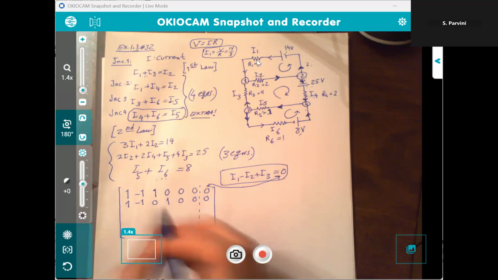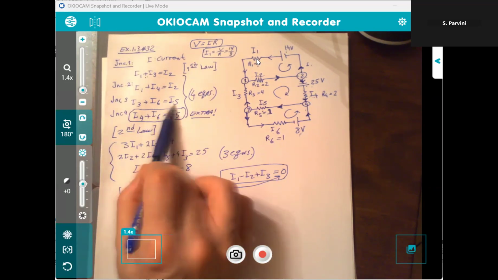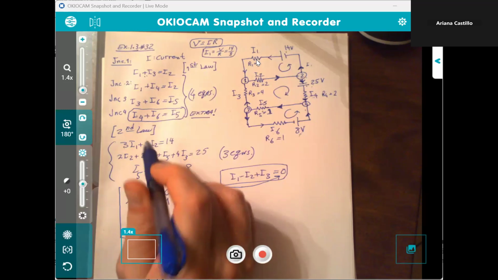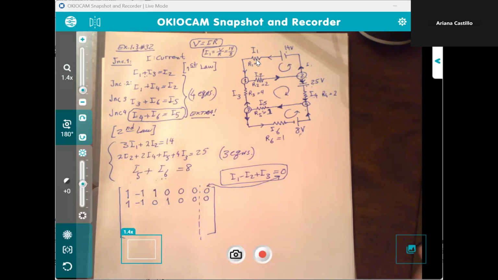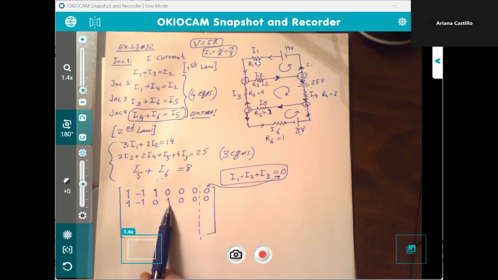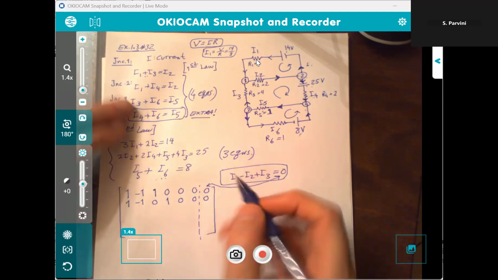The third row would be coming from junction 3, this one. What is I1 in this equation? I had a question, Professor. Yes, Ariana. When I wrote the second row, I had the first and fourth ones as negative and the second one as positive. Does that affect the outcome? Oh, I see. It wouldn't, no.